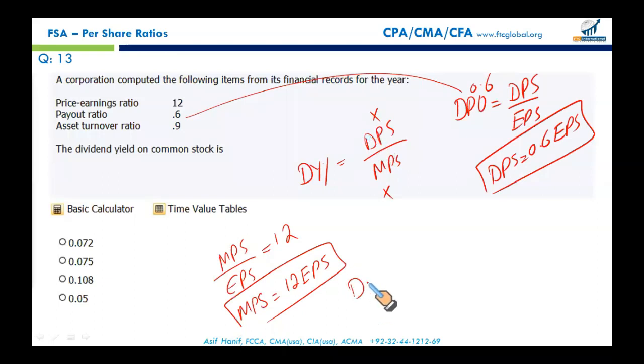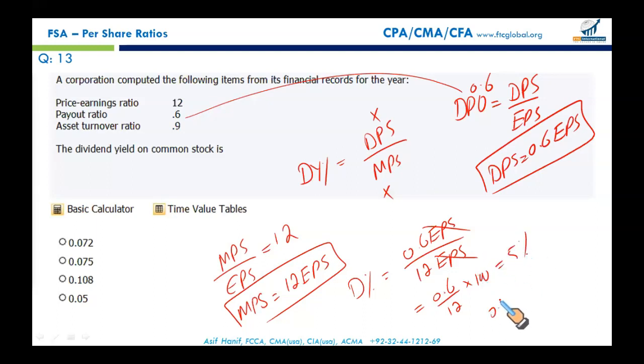So the dividend yield is equal to dividend per share, in terms of EPS given as 0.6 times EPS, and market price per share in terms of EPS, it is 12 times EPS. EPS cancels out, being the same number in numerator and denominator. What you have now is 0.6 by 12. And if you simplify, you will get the right answer. Ms. Maham has got it. 0.6 by 12, 0.05 or 5%. The form it's given in D.